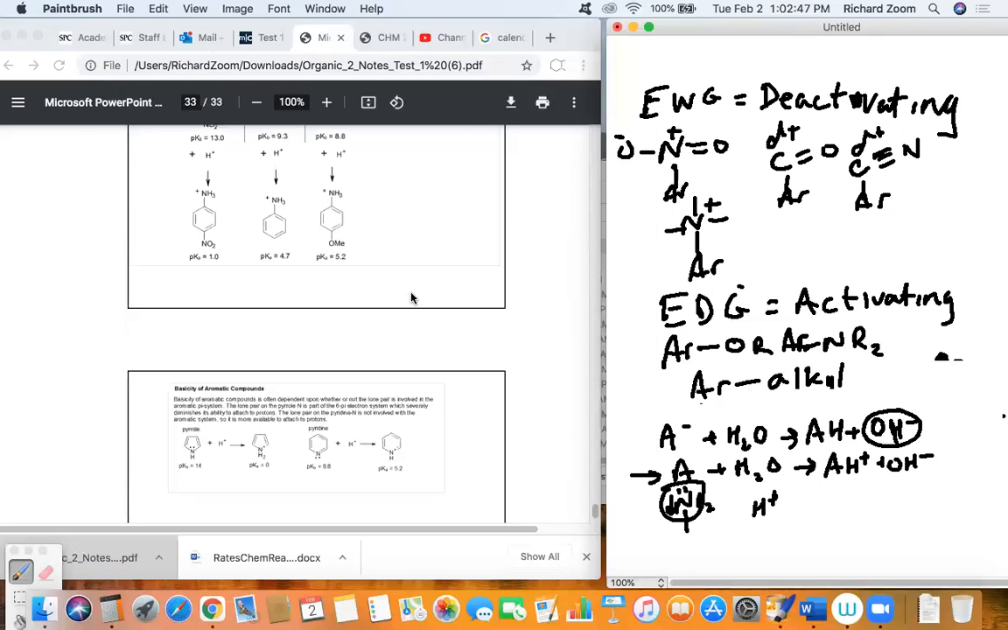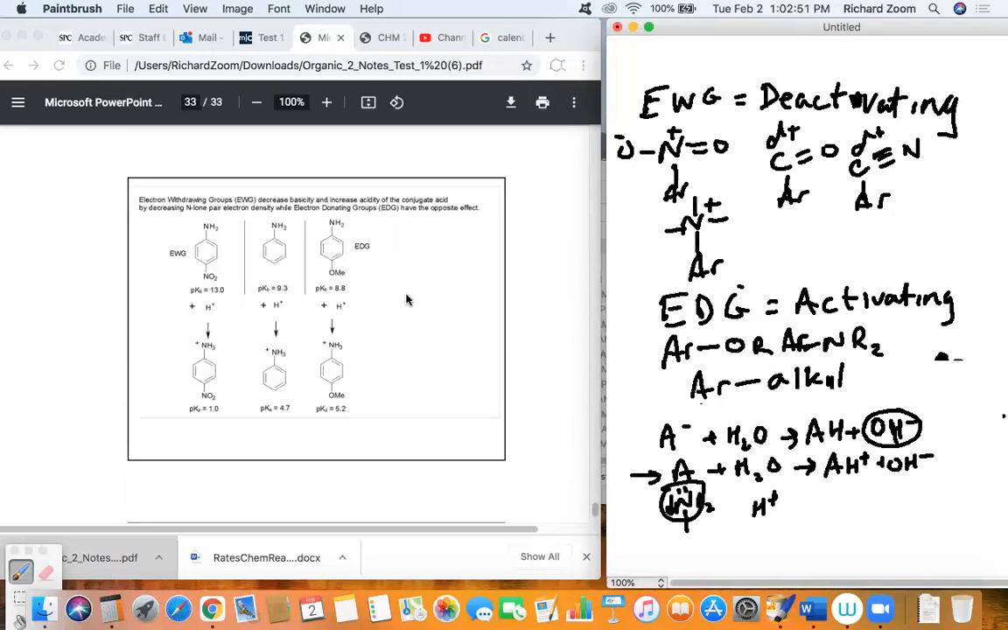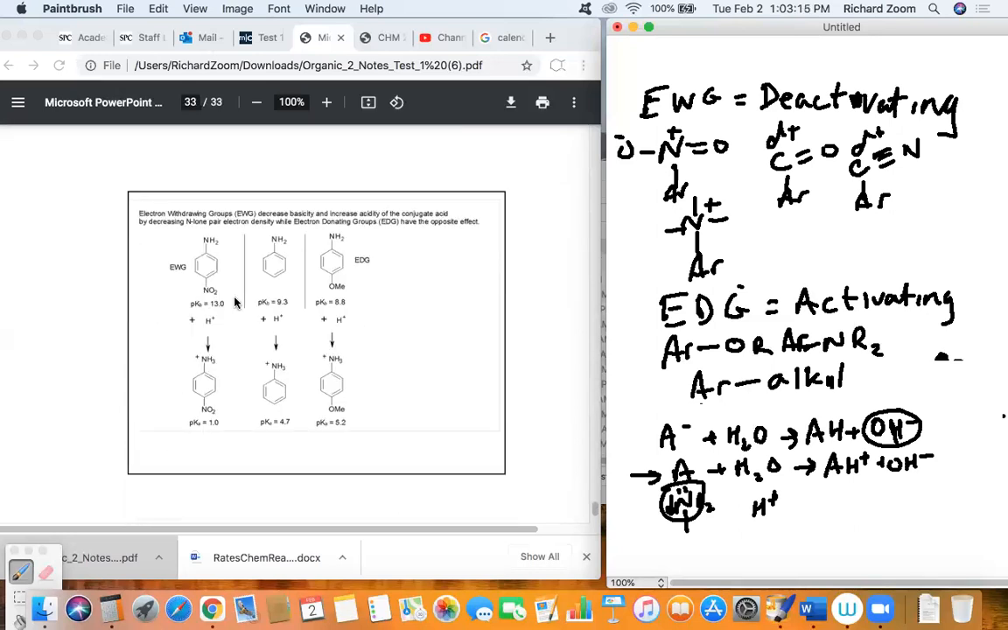Thank you. Now, when we consider the pKa of the conjugate acids, these are the ones down here with the pluses on them, the AH plus, as I had over here. You'll see that it has the opposite effect to what we saw with the bases, but the same effect as what we saw up here with the acids, because these are acids that we're talking about.